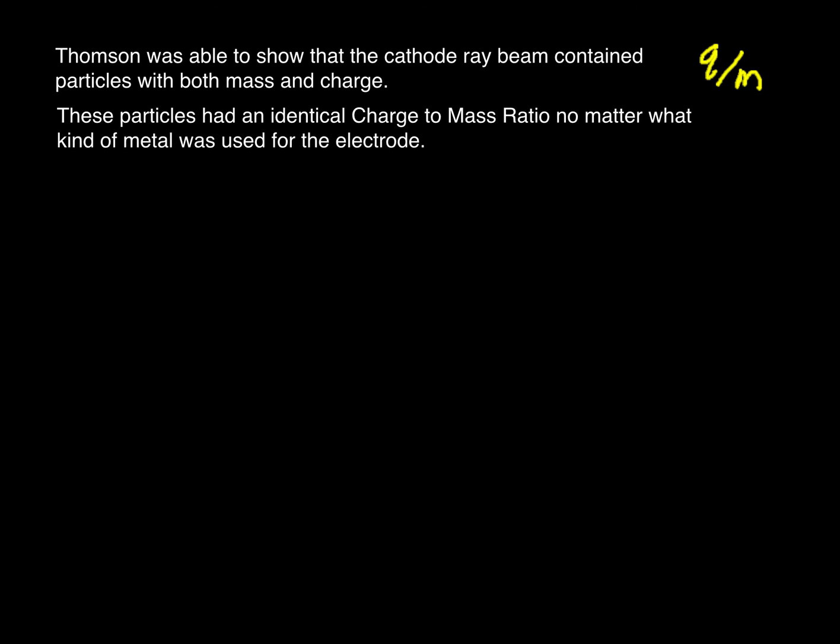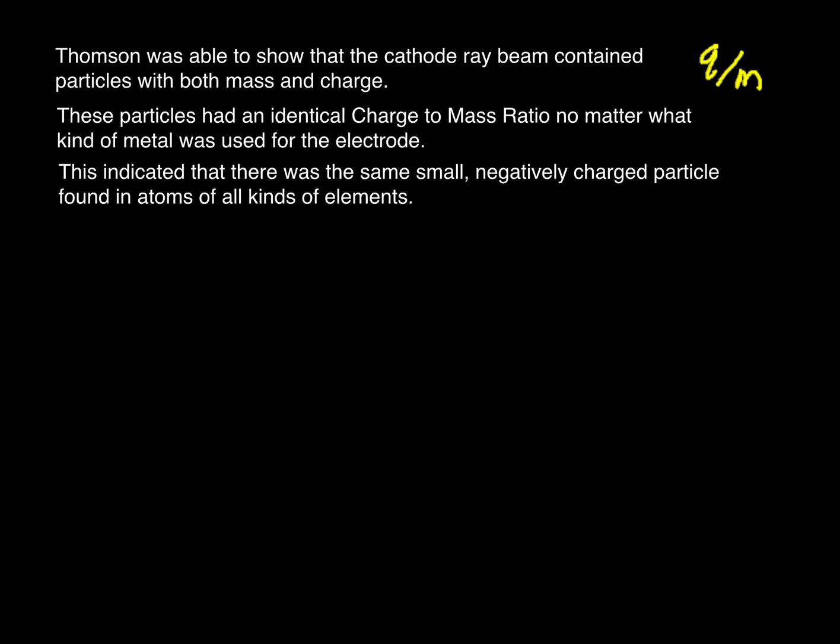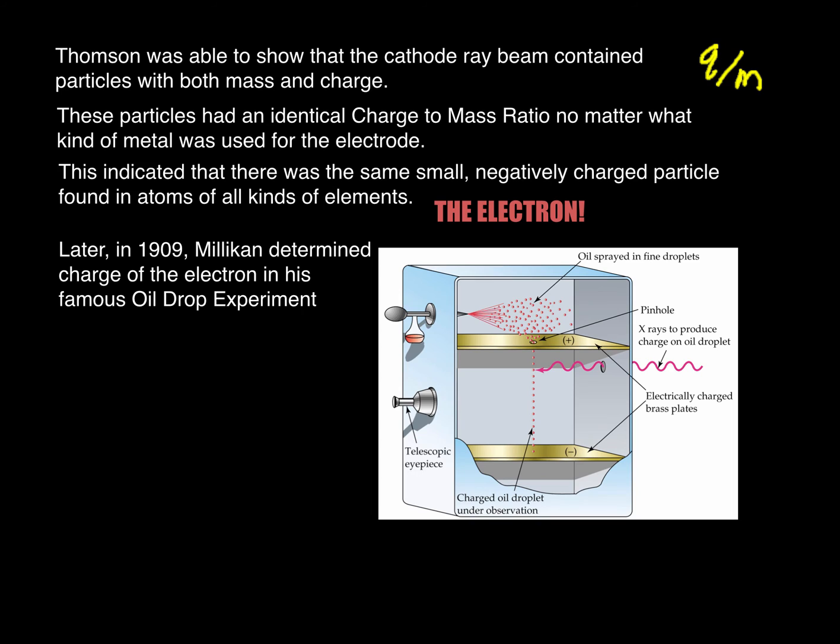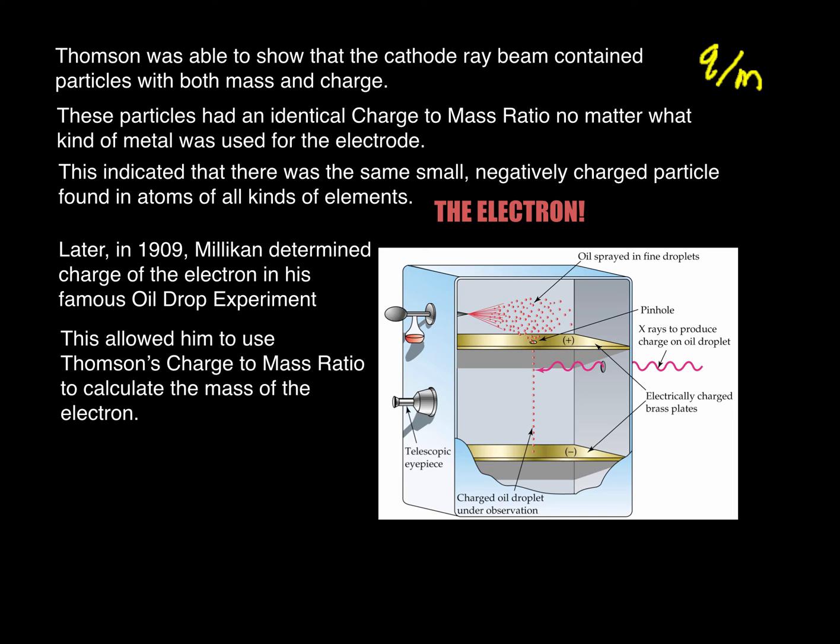These particles had an identical charge-to-mass ratio no matter what kind of metal was used for the electrode. This indicated that there was the same small, negatively charged particle found in all kinds of elements. The electron. Later, in 1909, Millikan determined the charge of the electron in his famous oil drop experiment. This allowed him to use Thomson's charge-to-mass ratio to calculate the mass of the electron.